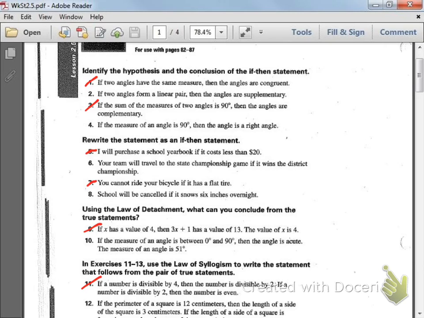So in number 2, if two angles form a linear pair, then the angles are supplementary. Which one's the hypothesis? Good, the beginning. If two angles form a linear pair, so circle that and label it hypothesis. What's the conclusion? Then the angles are supplementary. Good, just the end.